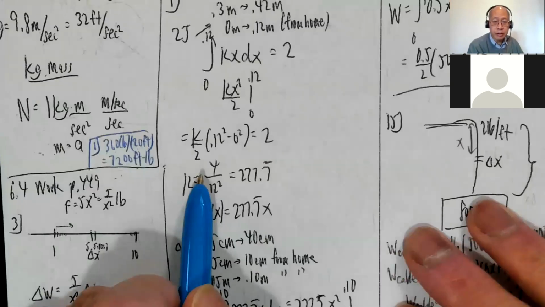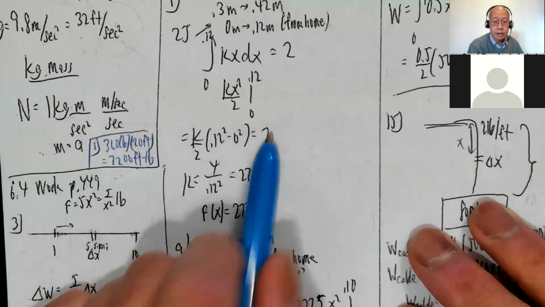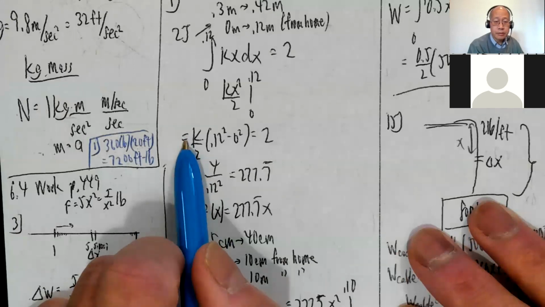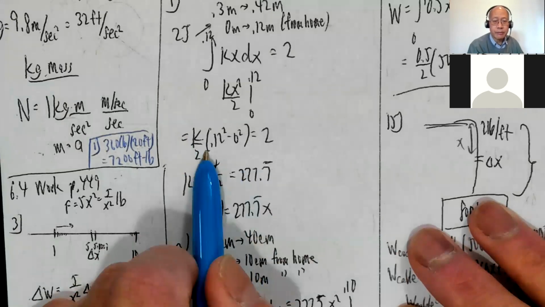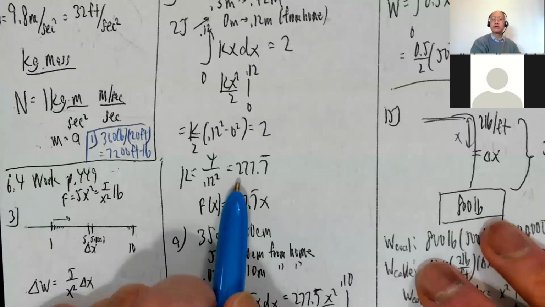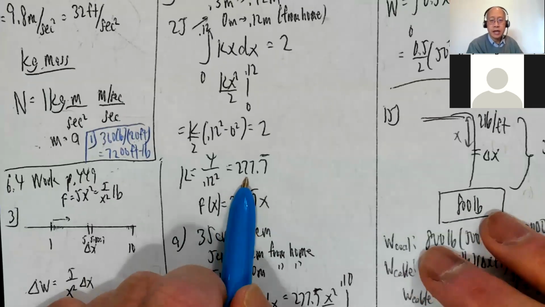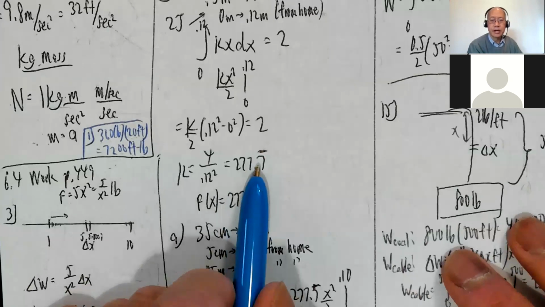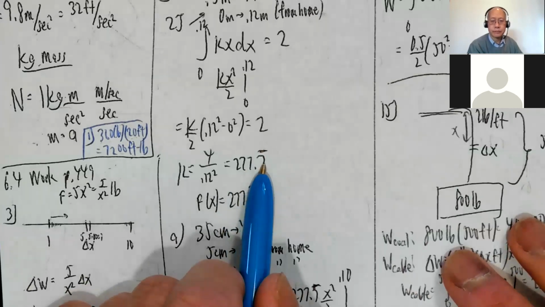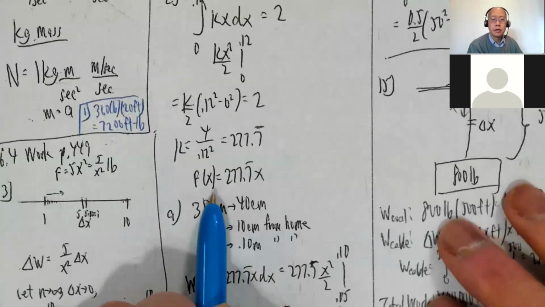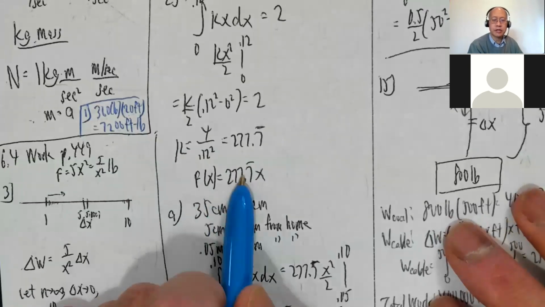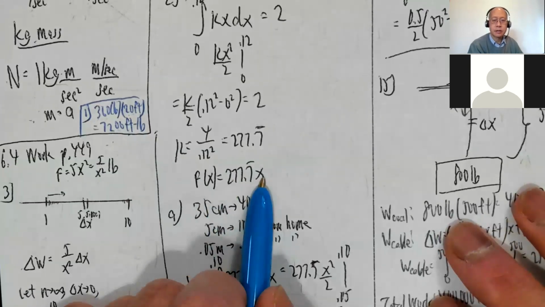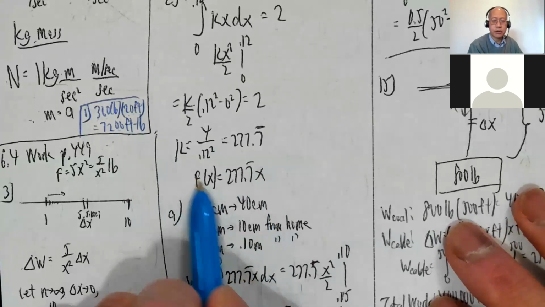So multiply both sides by 2. That gives me 4, right? Times 2 here, times 2 here, 4, and divide by 0.12 squared. Okay, that comes out to be 277.7 repeating. The bar, you might recall, means repeating. 277.777. That's my k. So f of x is equal to 277.7 repeating x. So now that's my force function.